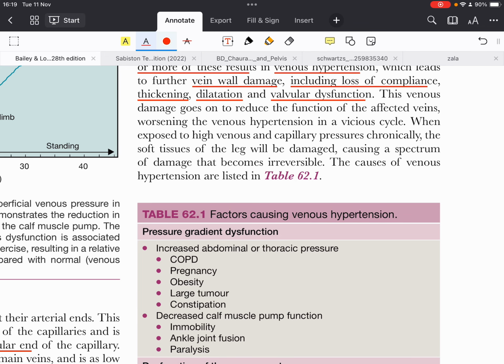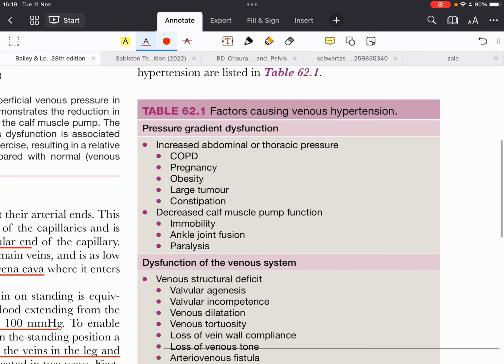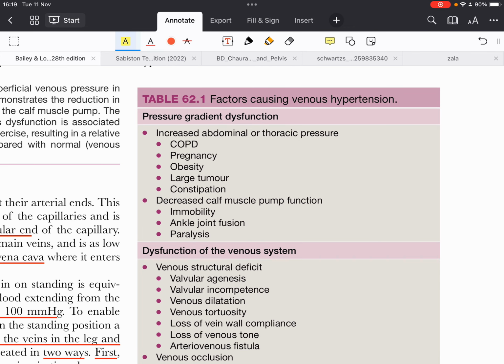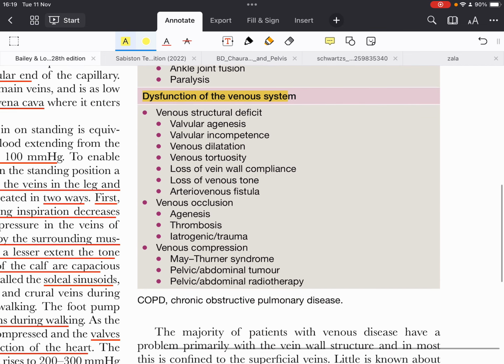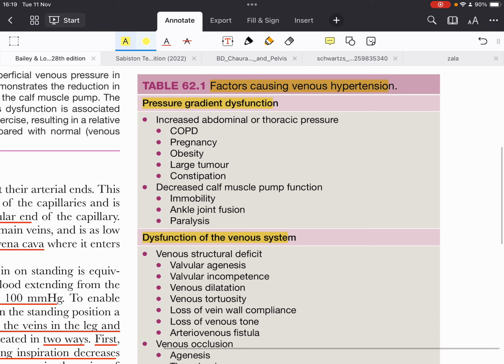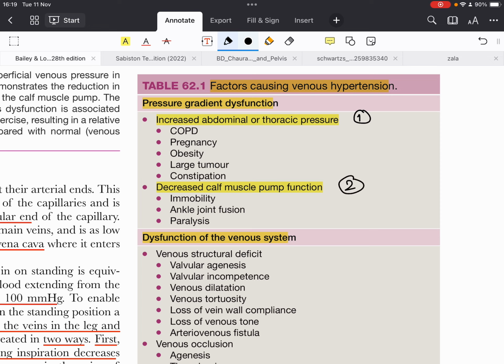The causes of venous hypertension are listed in this table. Factors causing venous hypertension: pressure gradient dysfunction and dysfunction of the venous system. Pressure gradients: increased abdominal or thoracic pressure and decreased calf muscle pumping. Because of these two reasons, there has to be normal function of the leg. So first is increased abdominal or thoracic pressure, and second one is decreased calf muscle pumping.